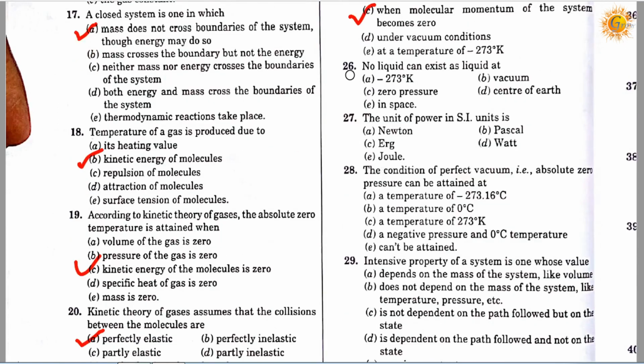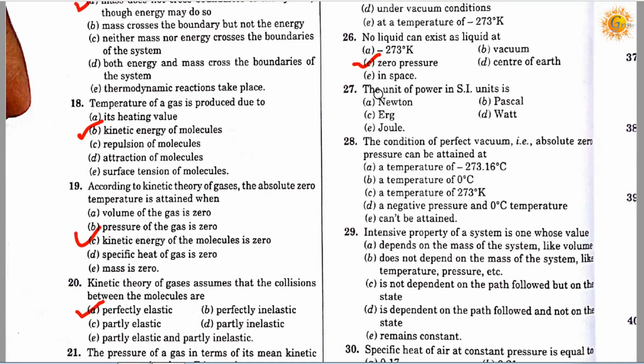Question number 26. No liquid can exist as liquid at: option A, minus 273 degrees Kelvin; option B, at vacuum; option C, zero pressure; option D, center of the earth; option E, in space. So the correct answer is C, at zero pressure.